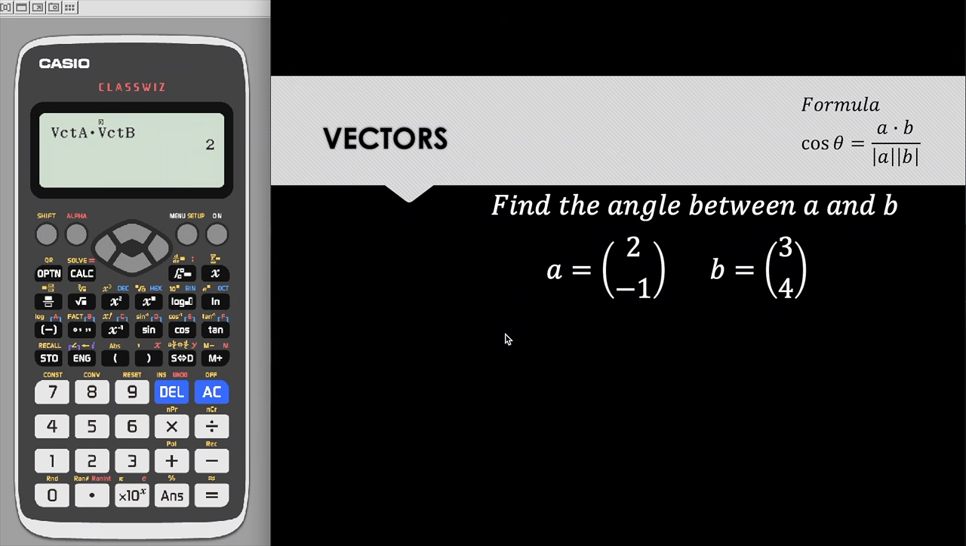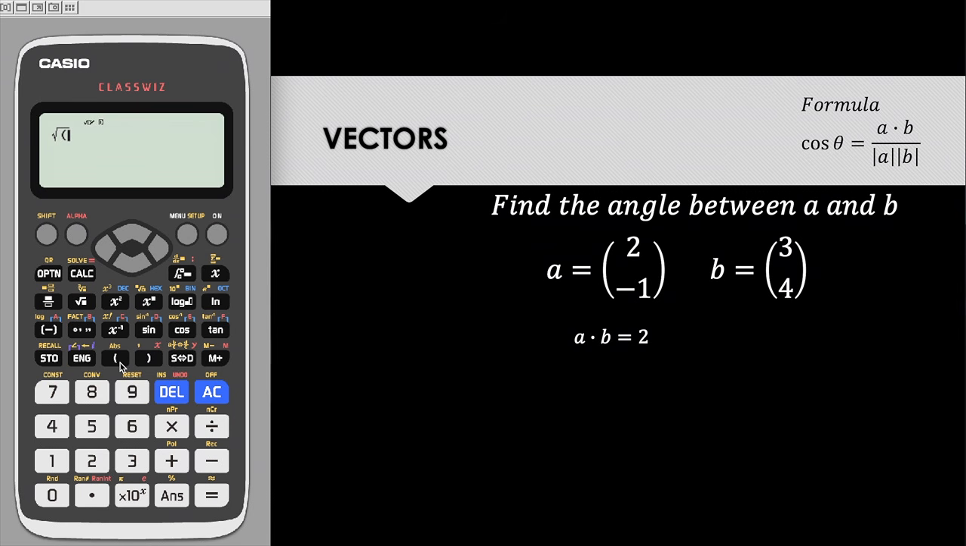So I have already calculated this, and I also got an answer of 2 by calculating it by hand. So the next thing we need to do is work out the magnitude of vector A and vector B. As far as I'm aware, there is no option on the vector menu to calculate the magnitudes, but this is fairly straightforward. We can just go back to menu, and if we select 1, calculate, then we can calculate our magnitude separately.